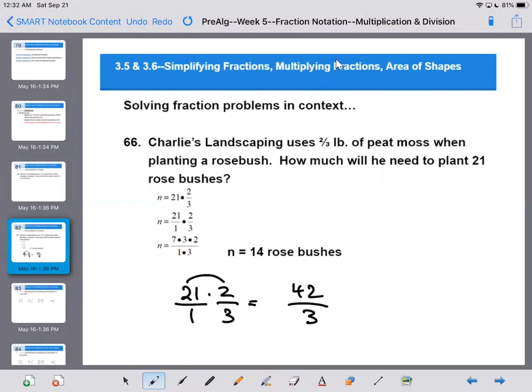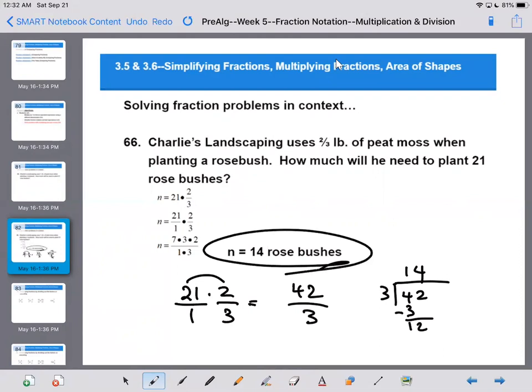And 42/3, we'll divide by 3, 14, so that's why we see 14 rose bushes.